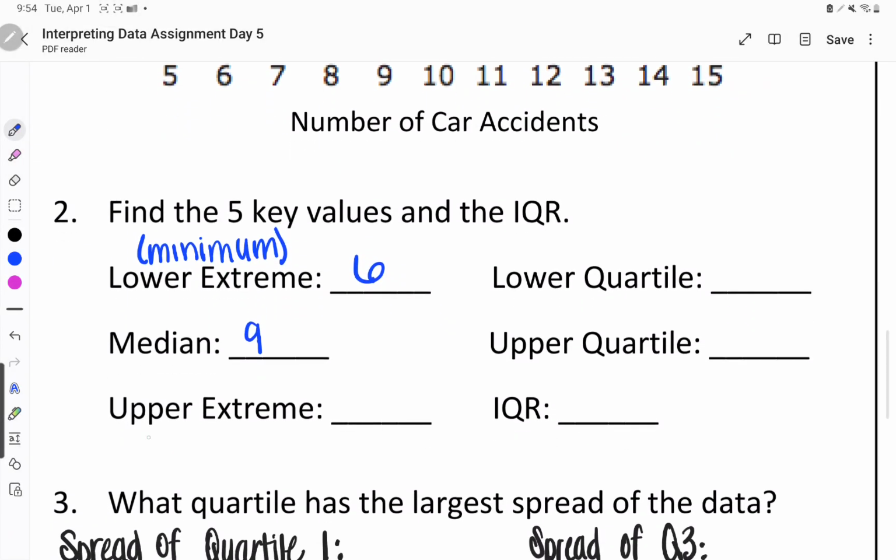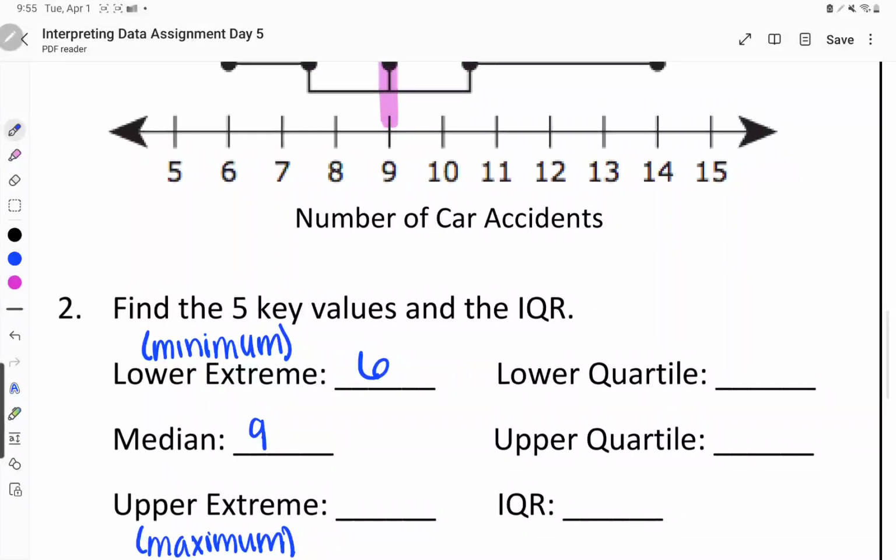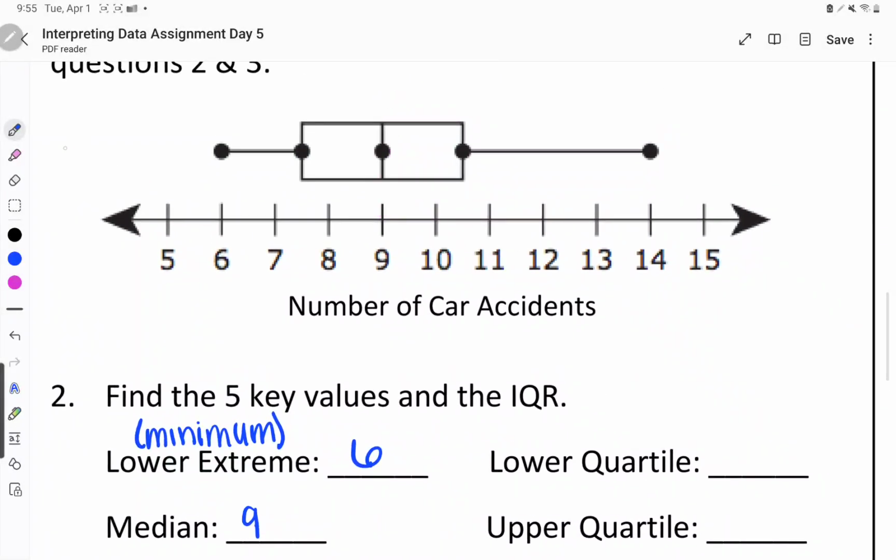Upper extreme is another word for maximum. And the maximum is located where? The maximum is located right here at 14.